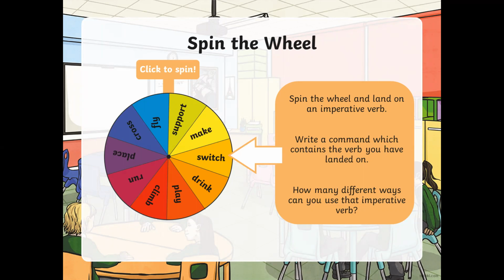So your extension task is the spinning the wheel task in the PowerPoint, children. Have a go at spinning the wheel at least 5 times and have a go at writing command sentences for each of those words, children.